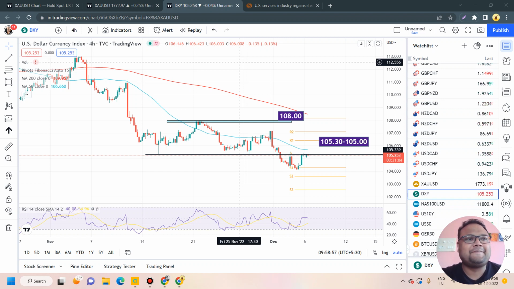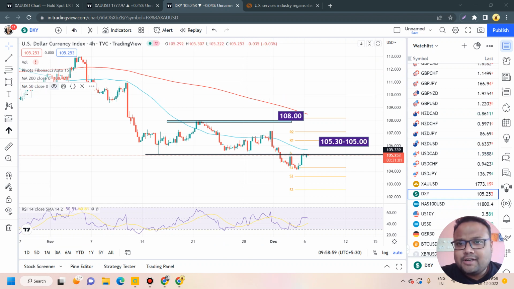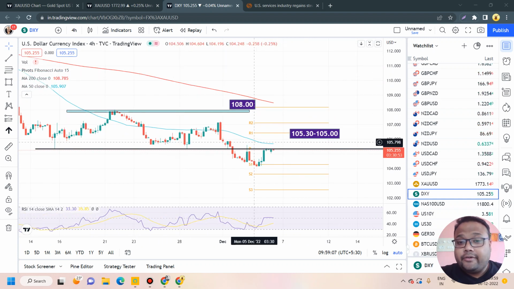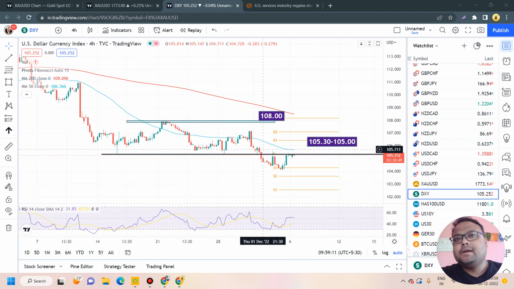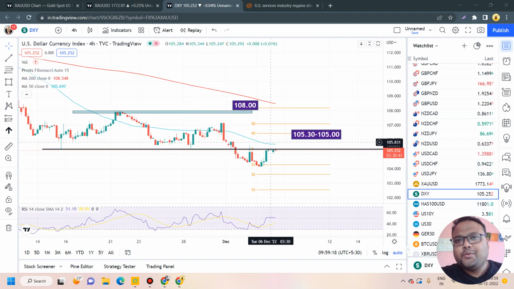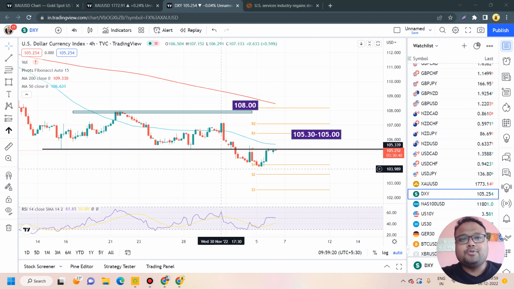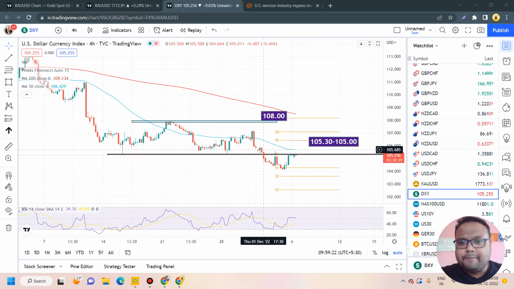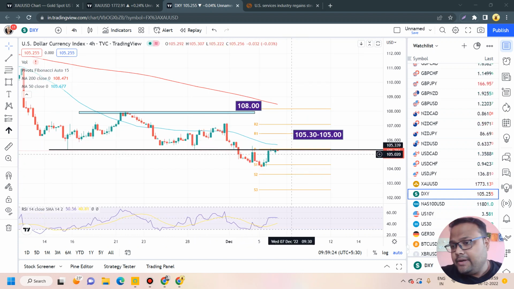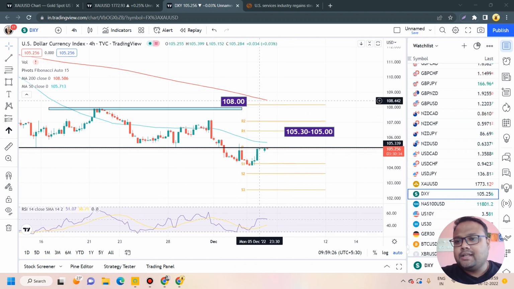So let's get started. This is a 4-hour chart of DXY, and DXY unexpectedly showed some good recovery. And as you can see, right now DXY is standing at 105.25, the resistance level that we have been discussing for the last 2-3 days. So DXY is trying to regain the lost position and trying to go up again. Right now DXY is standing at a very crucial level.